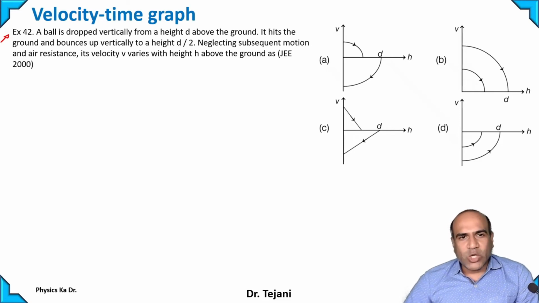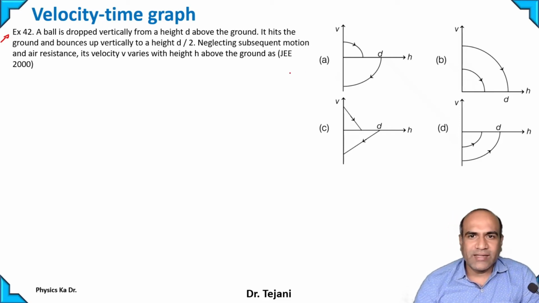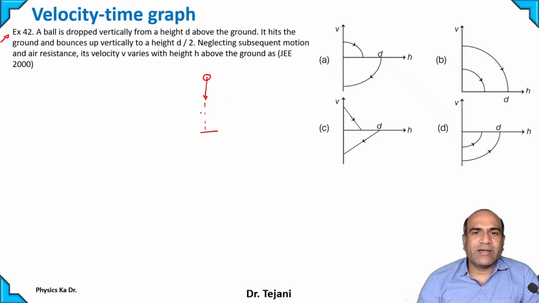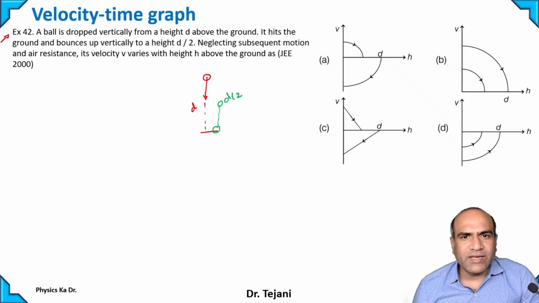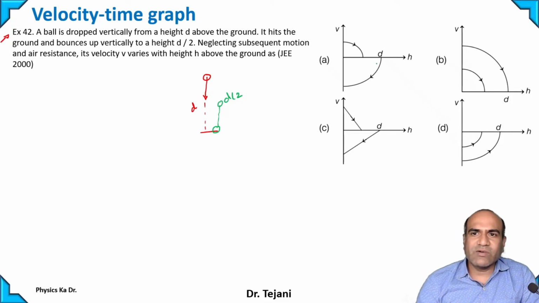A ball is dropped vertically from height d above the ground. So suppose a ball is taken here. It is dropped vertically in the downward direction from height d. It hits the ground and bounces up vertically up to d by 2 height. Neglecting subsequent motion and air resistance, its velocity v varies with height. So again, it is given v with x, distance or h. So total is h, or you can say d.